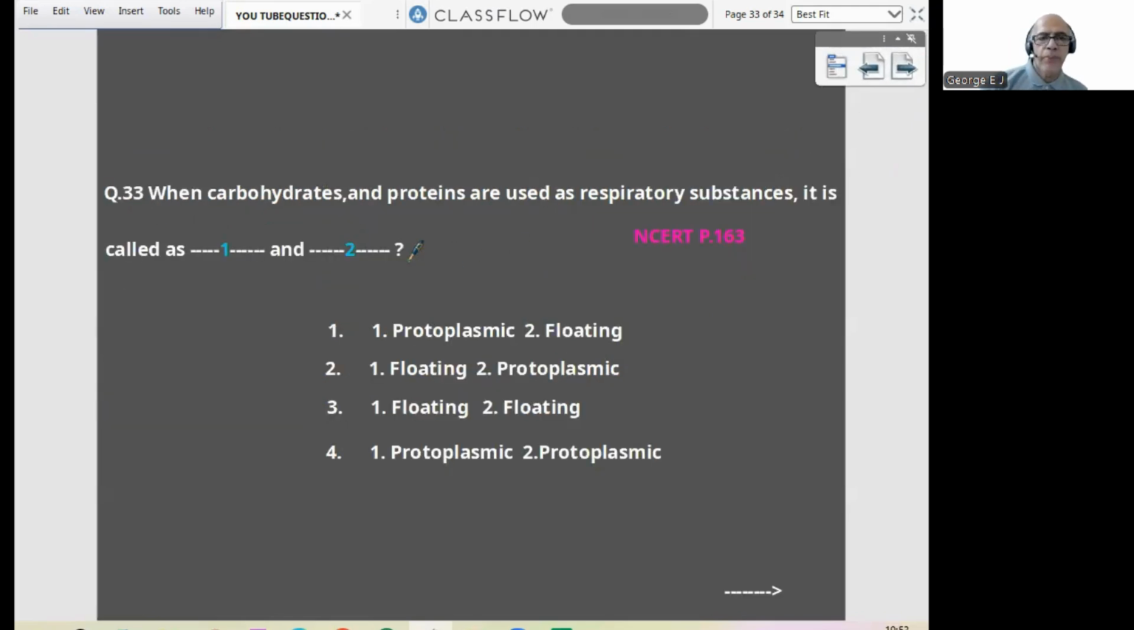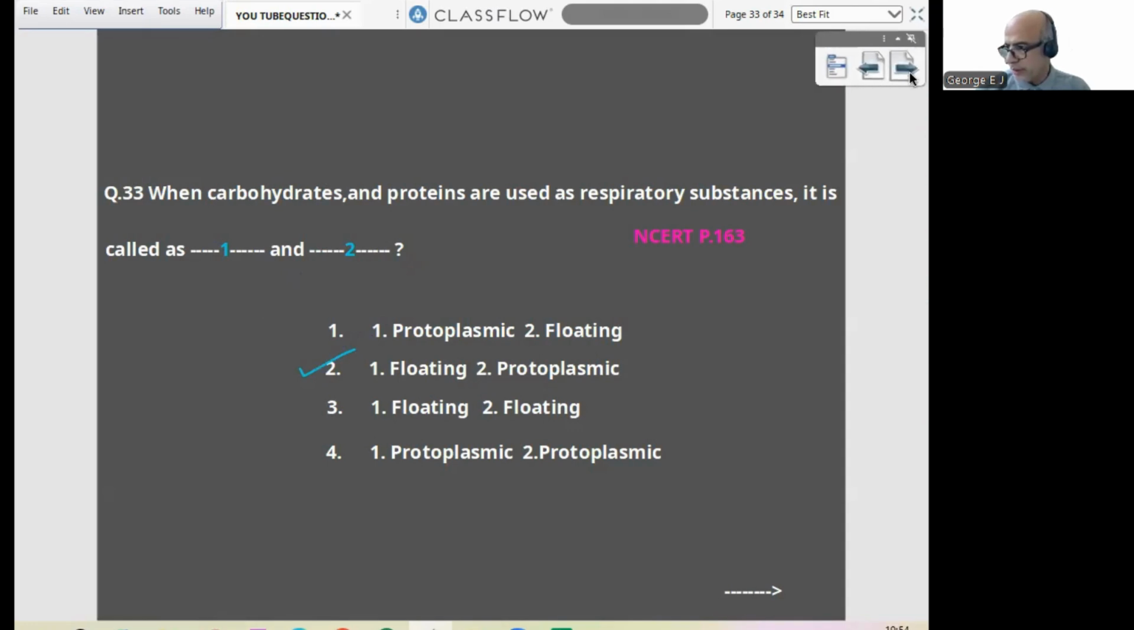Now next, question number 33. When carbohydrates and proteins are used as respiratory substances, that type of respiration is called. When carbohydrate is used as a respiratory substrate, it is commonly called floating respiration. And when proteins are utilized, it is called protoplasmic respiration. So the option is 2, floating and protoplasmic.